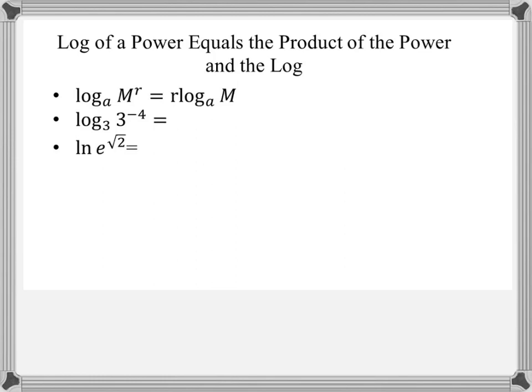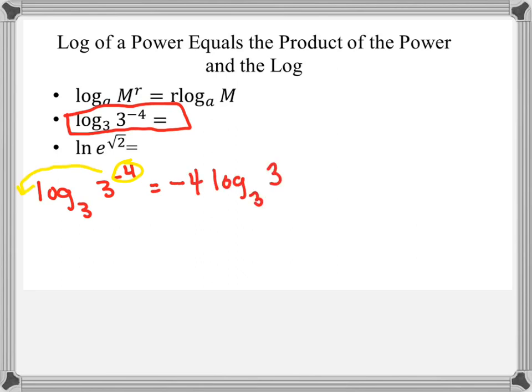Okay, the third property. The log of a power equals the product of the power and the log. So you can see in this first bullet point, log base a of m to the r, where r is the exponent, we can bring that exponent in front and make it r times log base a of m. So let's look at this first example in red. We've got log base 3 of 3 to the negative 4. So we will take this negative 4 and move it out in front and rewrite it as negative 4 times log base 3 of 3.